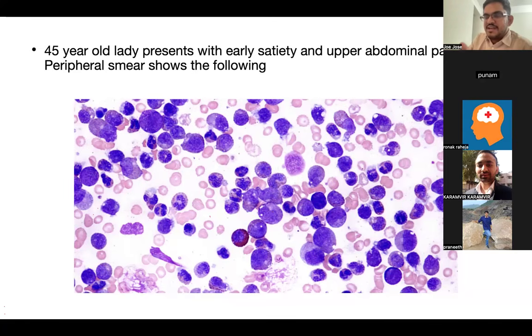Now you can look at the ELTS score. If the ELTS score is high risk, there also you can give a second generation TKI, whereas if it's low or intermediate, there you can give a first generation TKI. Then the third thing is you look at the comorbidities and the other afflictions of the patient to decide the TKI, because each TKI has a different toxicity profile. So these are the three things you look at.